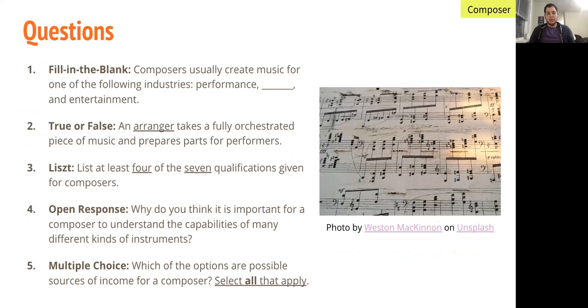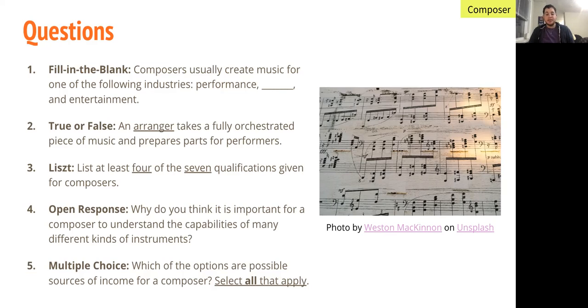Number 4, open response. Why do you think it is important for a composer to understand the capabilities of many different kinds of instruments? The answer is because if a composer wants to write a part for an instrument, they need to understand what it can do so that the performer has a chance of making it sound good. If the composer doesn't understand what the instrument is able to do, then they aren't able to write a part that works for it. It's also important because if a composer really understands how an instrument works, they might be able to write a really cool part for an instrument, or a really non-traditional or creative part.